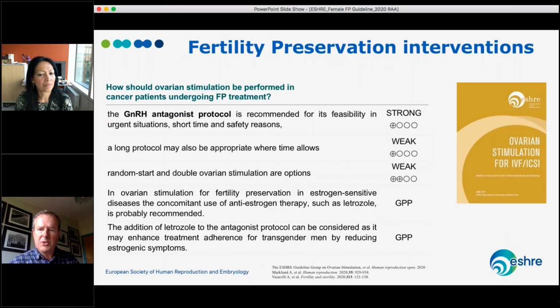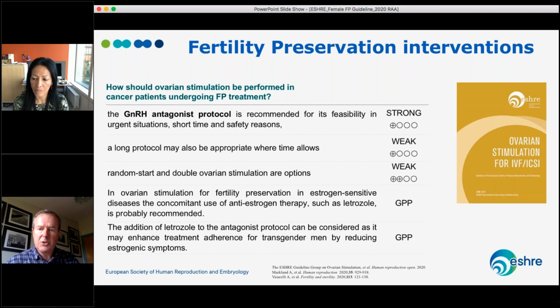So how are we going to go about this? Well, for women wanting to store eggs or embryos, of course, the first step in treatment is ovarian stimulation. And during the course of development of this guideline, the ESHRE Guideline on ovarian stimulation for IVF and ICSI was published, and that included a section on this approach for fertility preservation, which we largely adopted with some adaptation. And we agreed with that group that the key ovarian stimulation protocol that's of relevance is the antagonist protocol because of its safety, its rapidity, and therefore very useful for these particular urgent situations.